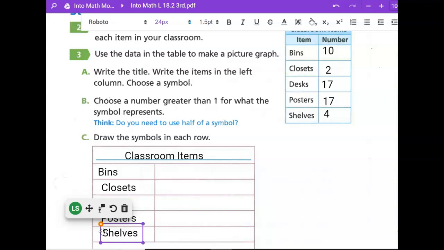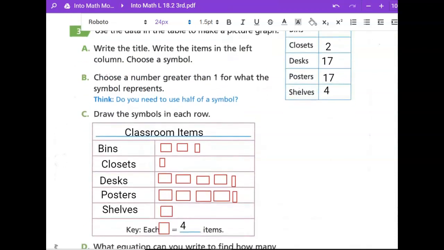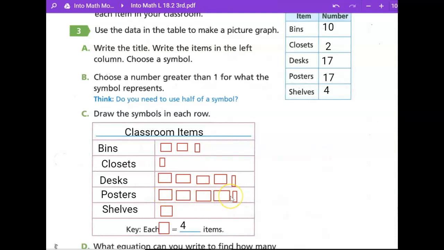I see we're running a little short on time, so I'm going to go ahead and finish this graph, and you can do yours and then come back and look at it. Okay, I'm going to go ahead and go over this graph real quick. In my bins, I had to add 1/2 because 10, 2 squares made 8, and then 1/2 of a square. Same thing with the closet. Now on the desk and the posters, I had 17. So 4 times 4 is 16, and then I tried to do like a 4th representing 1.